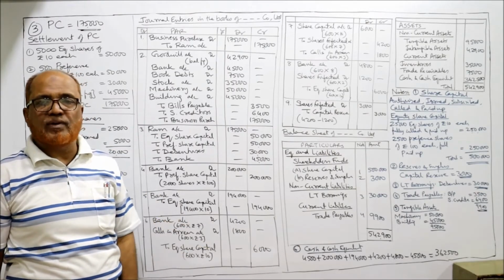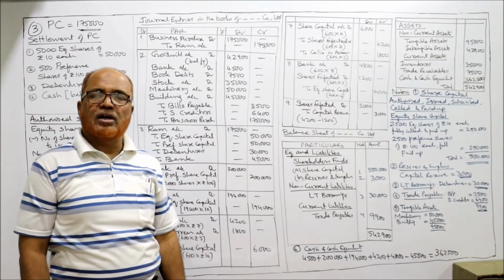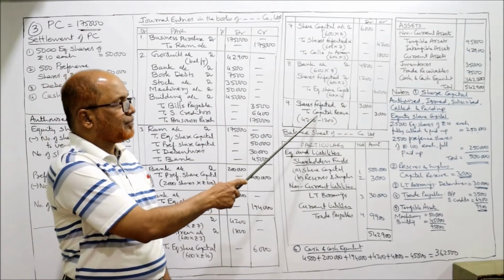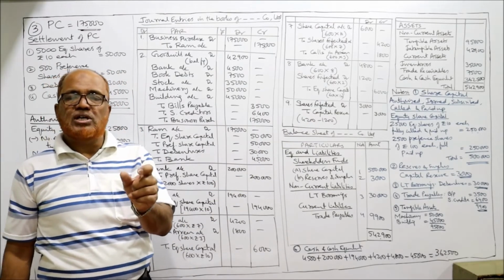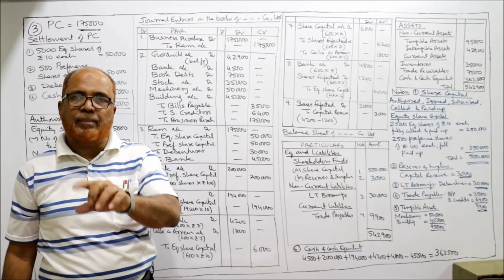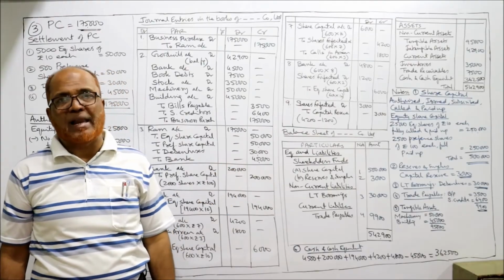That amount will be transferred to capital reserve. The entry will be shares forfeited account debit to capital reserve account 3,000. Being the balance remaining in shares forfeited account transferred to capital reserve. अब ये capital reserve को reserves and surplus में show करेंगे balance sheet में.